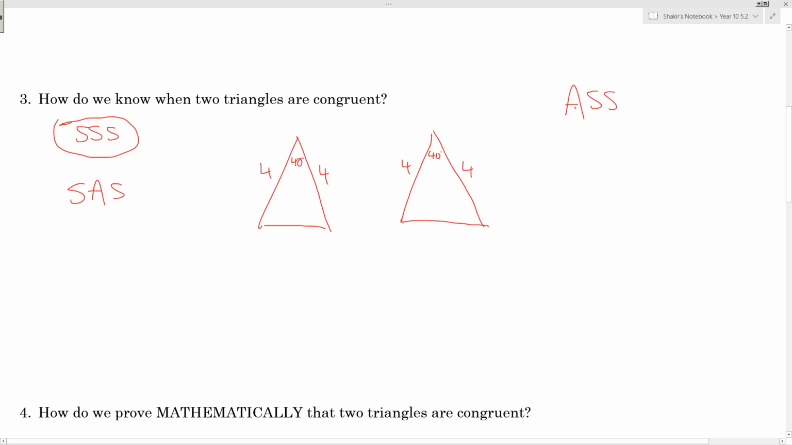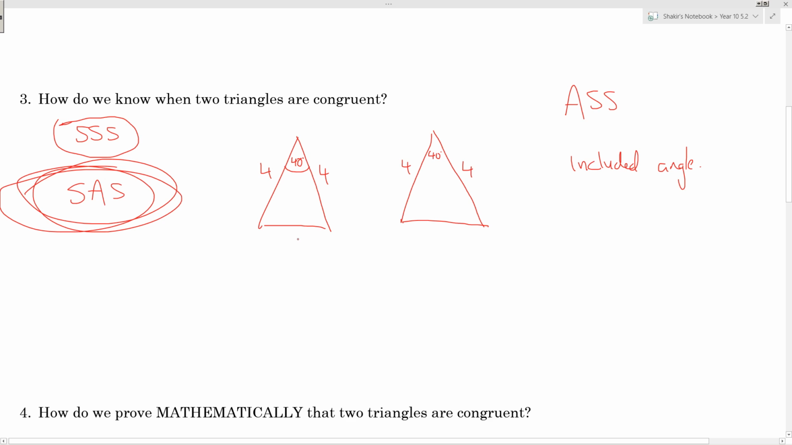The angle has to be between the 2 sides. Side, angle, side. We say it has to be the included angle. Okay? The angle has to be between the 2 sides for us to use this proof. We can't use SAS unless the angle is between the 2 sides. It's really, really important. Make sure you understand this. It has to be the included angle.